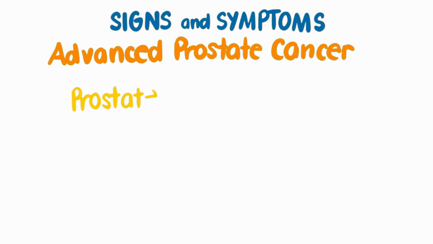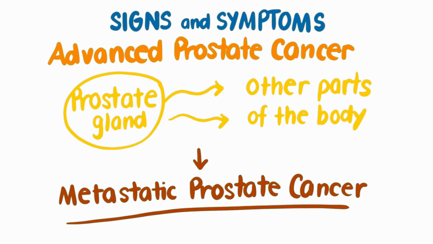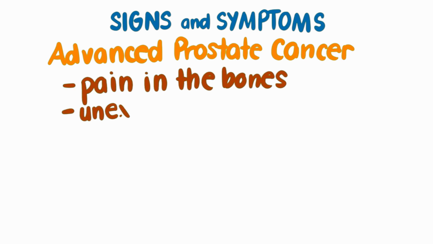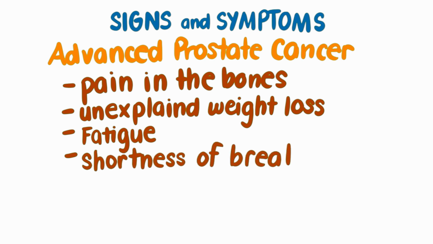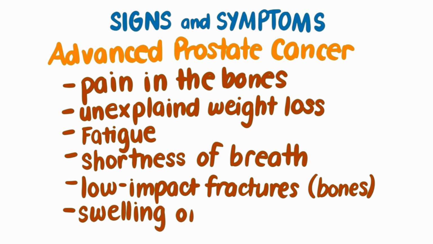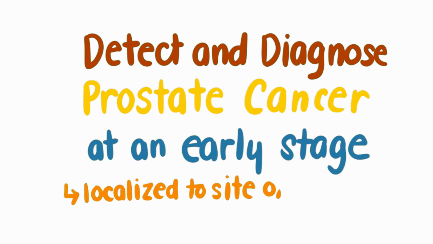The following are signs and symptoms of advanced prostate cancer, or late-stage prostate cancer that has already migrated from the prostate gland to other parts of the body, referred to as metastatic prostate cancer. The patient may experience a new, dull, then progressively severe pain in the bones, especially the low back, unexplained weight loss, fatigue, increasing shortness of breath while doing activities previously well-tolerated, low-impact fracture of bones, or broken bones from minor trauma, and swelling of the legs related to the obstruction of the lymph tissue by prostatic cancer. It is always preferable to detect and diagnose prostate cancer at an early stage while it is still localized to the site of origin.